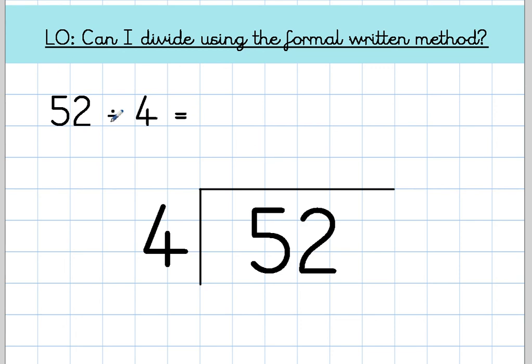We now have 52 divided by 4. Step 1, how many 4s are there in 5? There is 1 4 in 5, but there's 1 left over, so remember I bring that remainder down here, forming now a 12. How many 4s are there in 12? There are 3, because 4 times 3 is 12.